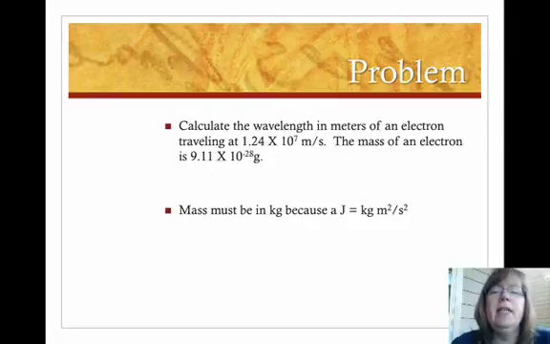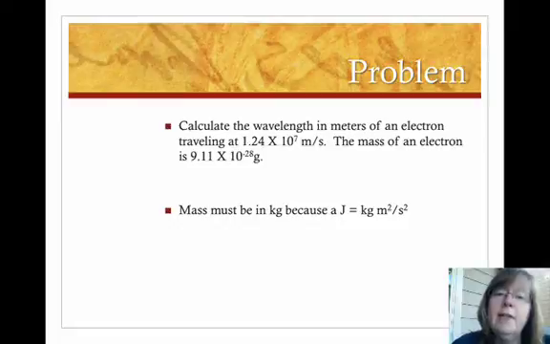I would like for you to calculate the wavelength in meters of an electron that's traveling at 1.24 times 10 to the 7th meters per second. So that's traveling really fast. Now, in atomic theory, we said that electrons didn't have mass, but in the physics world, it does, and the mass of that electron is 9.11 times 10 to the negative 28th grams.